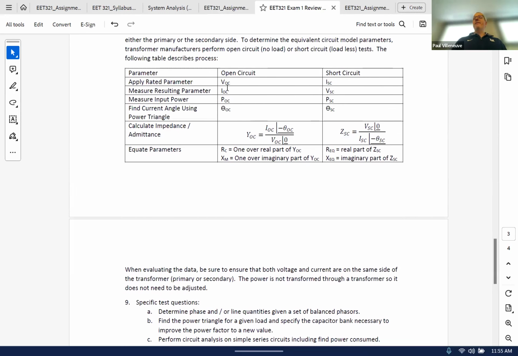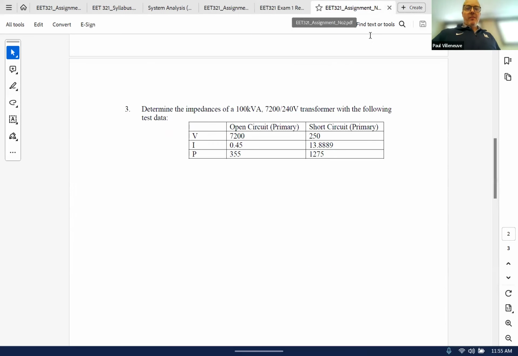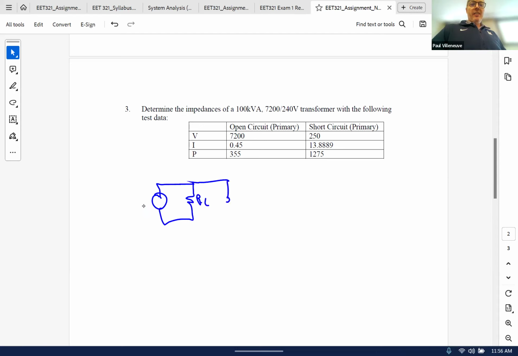So. Everything you need is right here. All the tests. If we follow along, we have my open circuit test. This is all I have: R sub C and jX sub M. My voltage is 7,200 at an angle of 0. My current is equal to 0.45 and my P is equal to 355 watts, right?